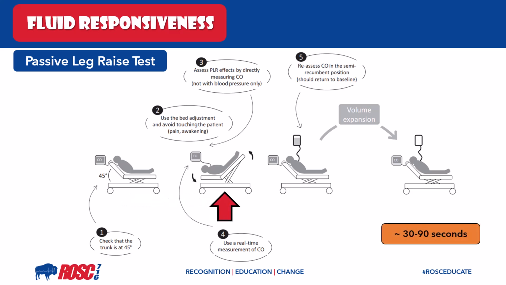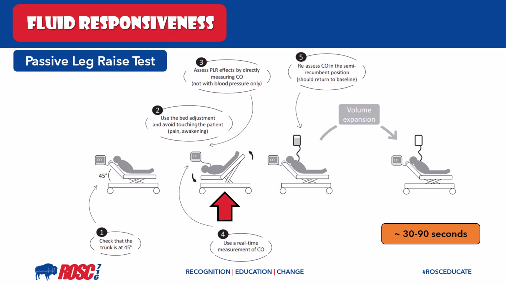Next, we want to take the head of bed down flat to 0 degrees, and we want to elevate the legs to 45 degrees. And this should be done passively. That is, the bed should be doing this activity for you. Unfortunately, I've never worked in a facility that has a bed with this technology. I've had to do this manually by essentially doing bilateral leg raises for the patient with my arms.